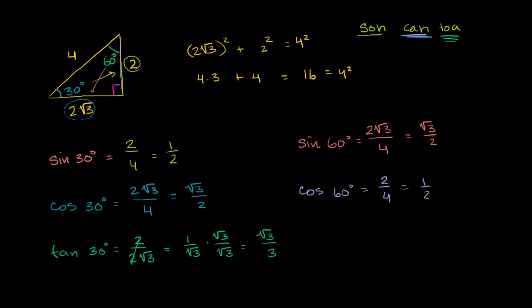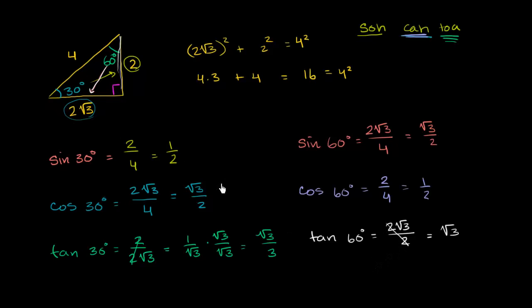And then finally, what is the tangent of 60 degrees? Well, SOHCAHTOA, tangent is opposite over adjacent. Opposite the 60 degrees is 2 square roots of 3. And adjacent to 60 degrees is 2. So it's opposite over adjacent. 2 square roots of 3 over 2, which is just equal to the square root of 3.